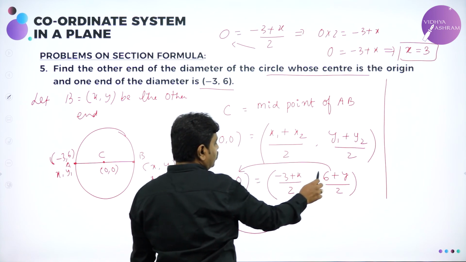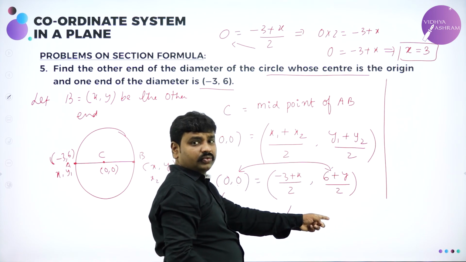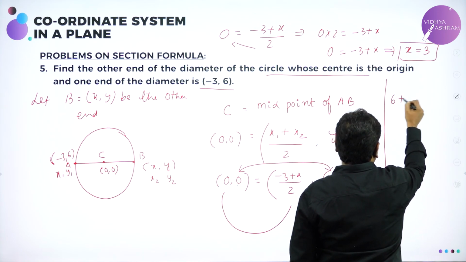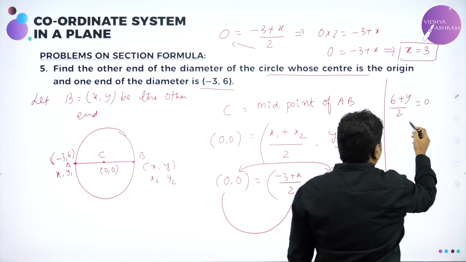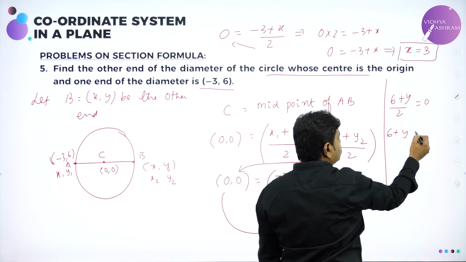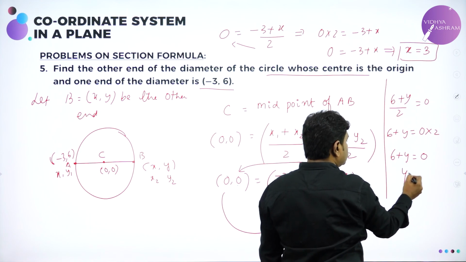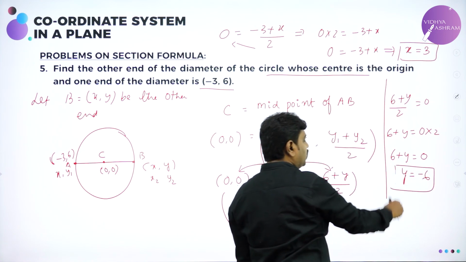So I'll equate the y coordinate. What is the y coordinate? 0. Here what is the y coordinate? 6 plus y by 2. Equate it: 6 plus y by 2 is equal to 0. Transfer 2 to that side. So 6 plus y is equal to 0 into 2. 0 into anything is 0. y is what? Minus 6. Now you got the other end.